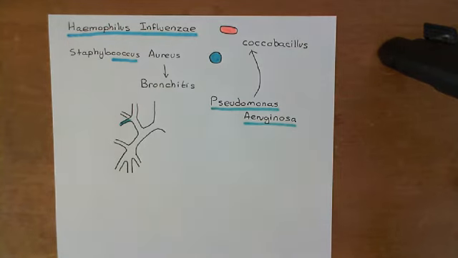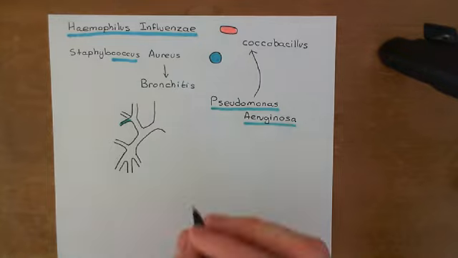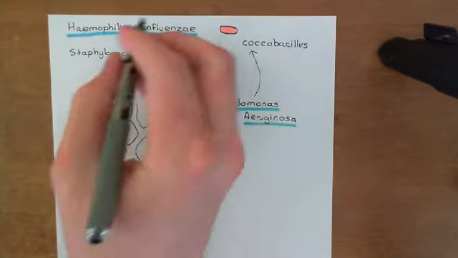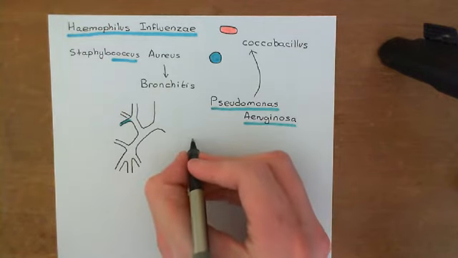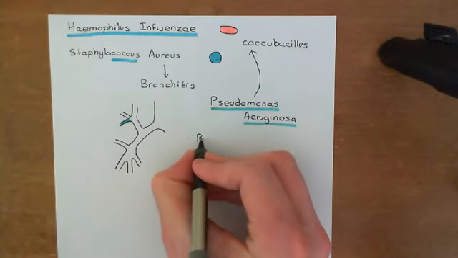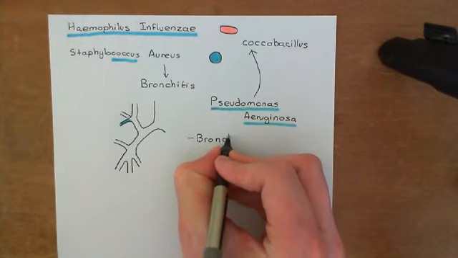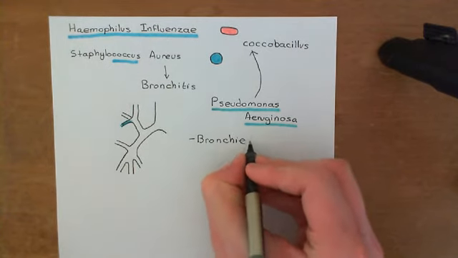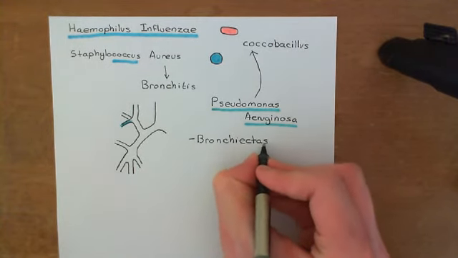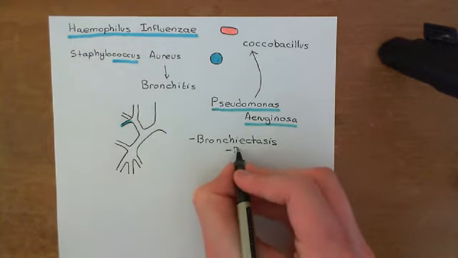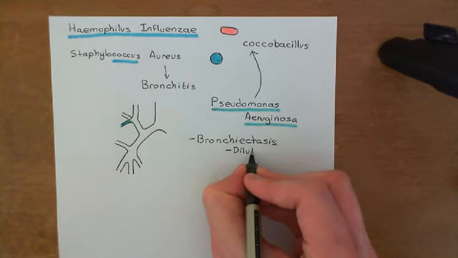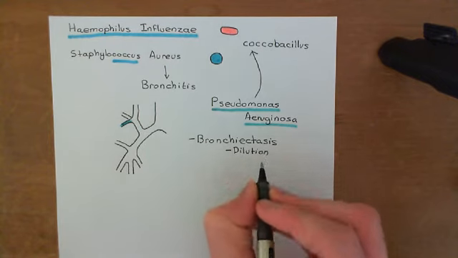Okay, right. Now, one other thing that I want to talk about is that all of these bacteria that we've just discussed also cause what's called bronchiectasis. Okay, so I want to describe what bronchiectasis is. Bronchiectasis means the permanent dilation of the bronchioles, and also the bronchi. So how does dilation happen?